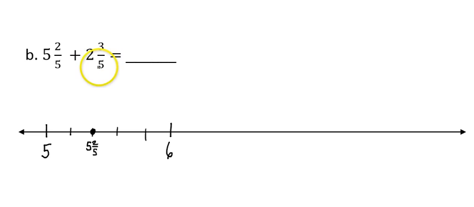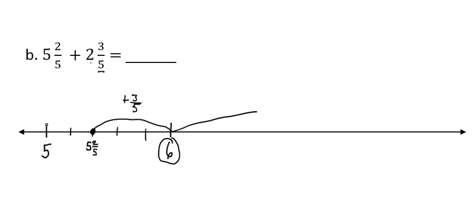I have to add 2 3/5. I'm going to add the 3/5 first, because when I do that, I do a jump of 3/5, and that puts me right at the whole number 6. Now all I have to do from there is add the 2. So I'm just going to do a big jump. I'm going to show that I'm adding 2, and that puts me at the final answer of 8. So by adding the 3/5 first, getting to a whole number, I can then easily do that jump of 2 to land on 8.